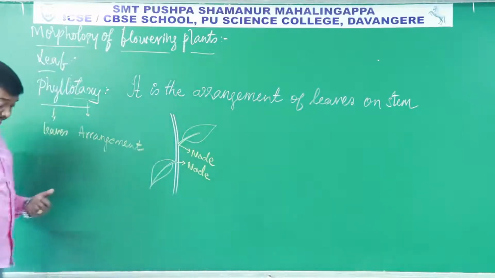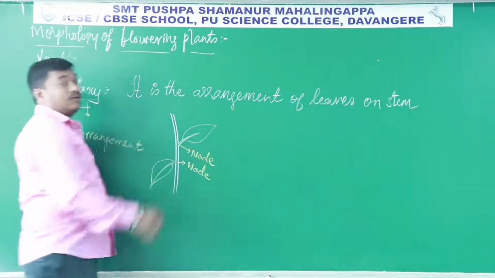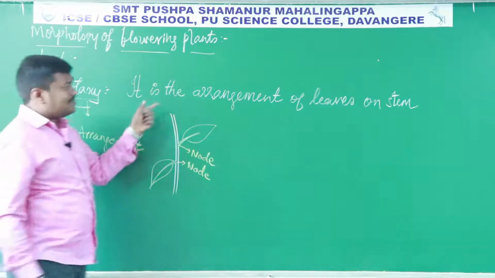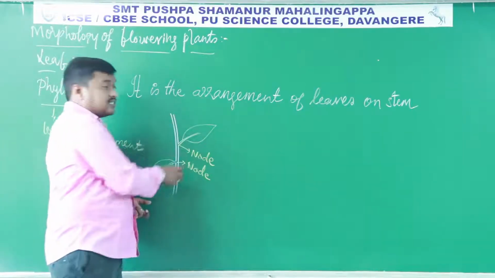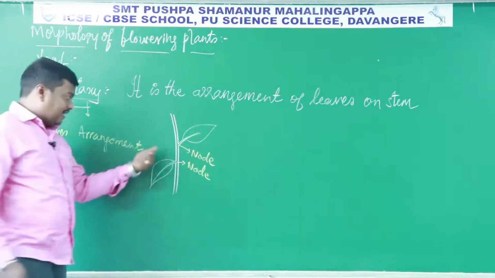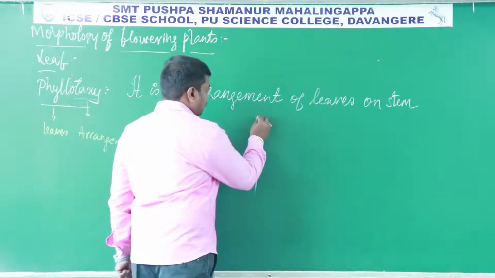Based on how many leaves are produced from each node, there are different types of phyllotaxy. So what is phyllotaxy? It is simply the arrangement. The arrangement of leaves on the stem is what we call phyllotaxy. So this is one kind. Let me write one more type.